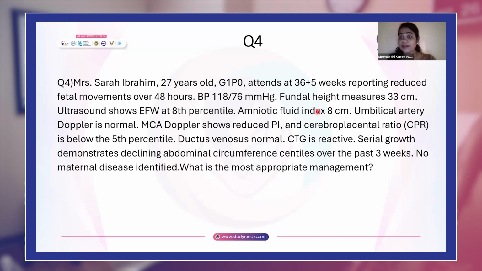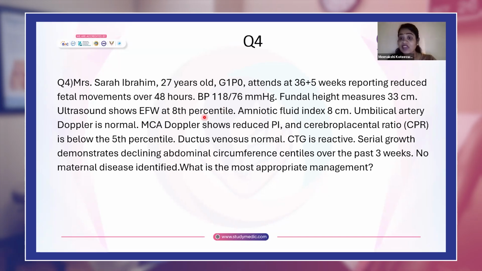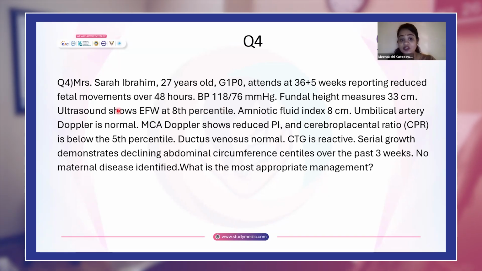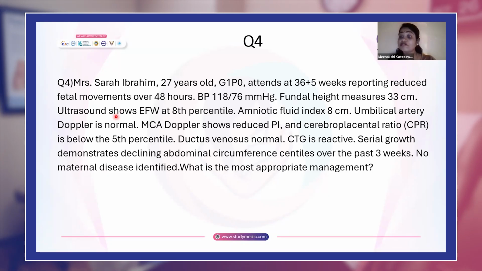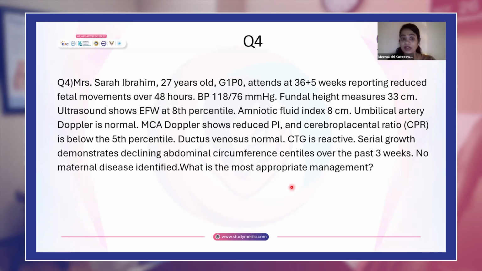Blood pressure is 118/76 with fundal height of 33 centimeters, and ultrasound shows estimated fetal weight at the 8th centile. AC is 8 centimeters, umbilical artery Doppler is normal, MCA Doppler shows reduced pulsatility index, and CPR is below the 5th centile. Ductus venosus is normal, CTG is reactive, and serial growth scan shows that the abdominal circumference centiles are declining over the past 3 weeks, and there is no maternal disease identified. What is the most appropriate management?